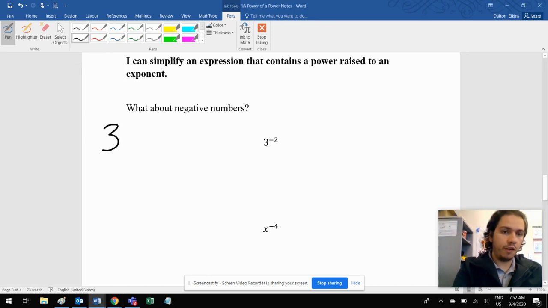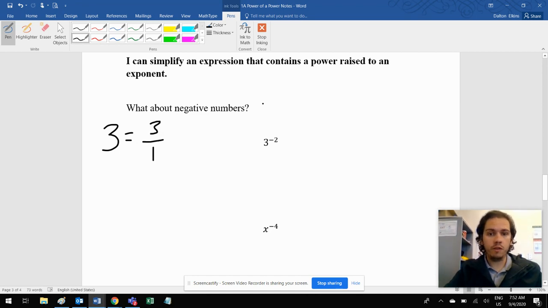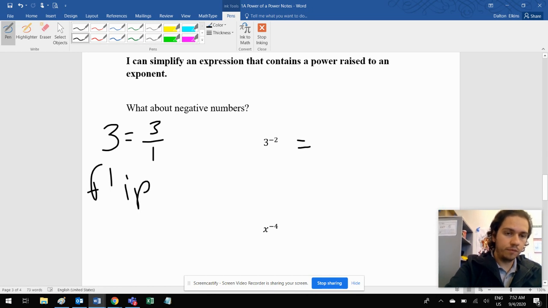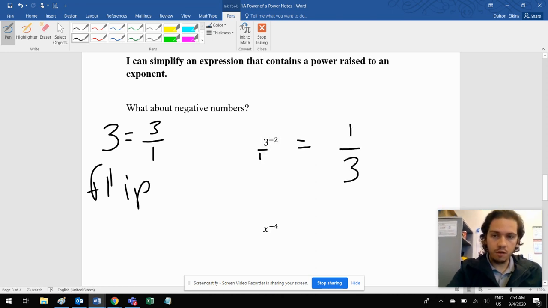So 3, for example, is 3 divided by 1. Right? That is just a rule of life. Any number that you see is a fraction. And the rule of what we do when we have 3 to the power negative 1, or any number to a negative power, is that we're actually going to flip the fraction, right? So we're going to flip this. What's on top will go on bottom, and vice versa. So instead of this being 3 over 1, it's now going to be 1 over 3.